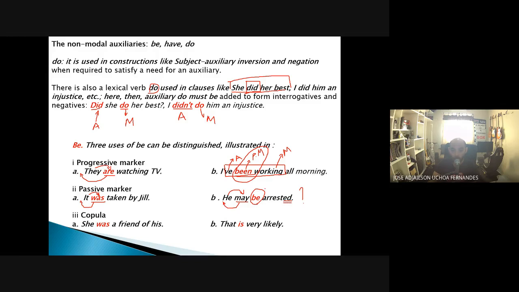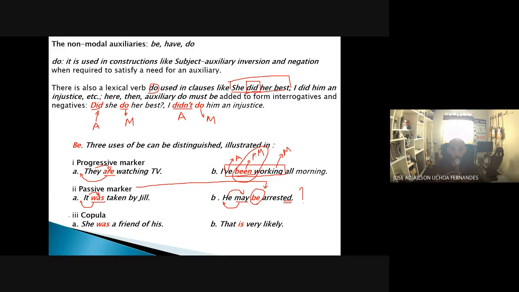So be is serving arrest, okay? Be is preparing arrest as a passive marker, okay? Be is a passive marker here, okay? And number 3 is what we call a situation of copula, okay? In which be behaves both as the auxiliary verb and the main verb, because there is no other verb. So be plays both roles.